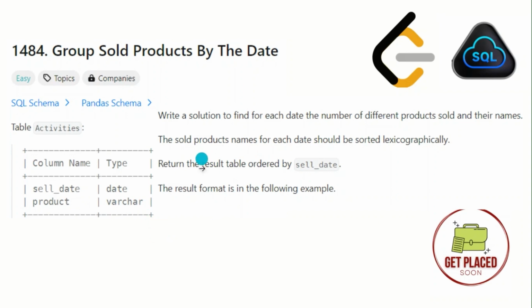We are supposed to group them and mention the number of products sold and what their names are on that particular day. We are supposed to arrange them. Now the sold product names for each date should be sorted lexicographically, which means in alphabetical order. We'll look at an example output, then you will understand it. Return the result table ordered by sell date, in ascending order of the dates.